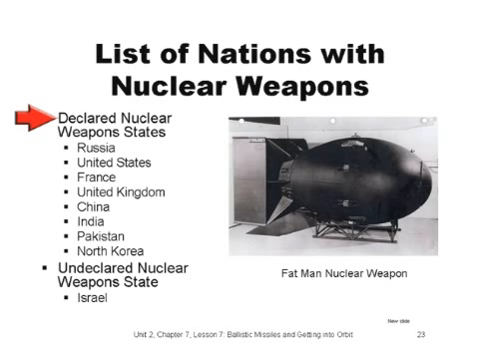These states are the U.S., Russia, France, the United Kingdom, China, India, Pakistan, and North Korea. And you'll notice that another state, Israel, is undeclared, which means they refuse to confirm or deny having an arsenal of nuclear weapons, although it is strongly suspected that they do.